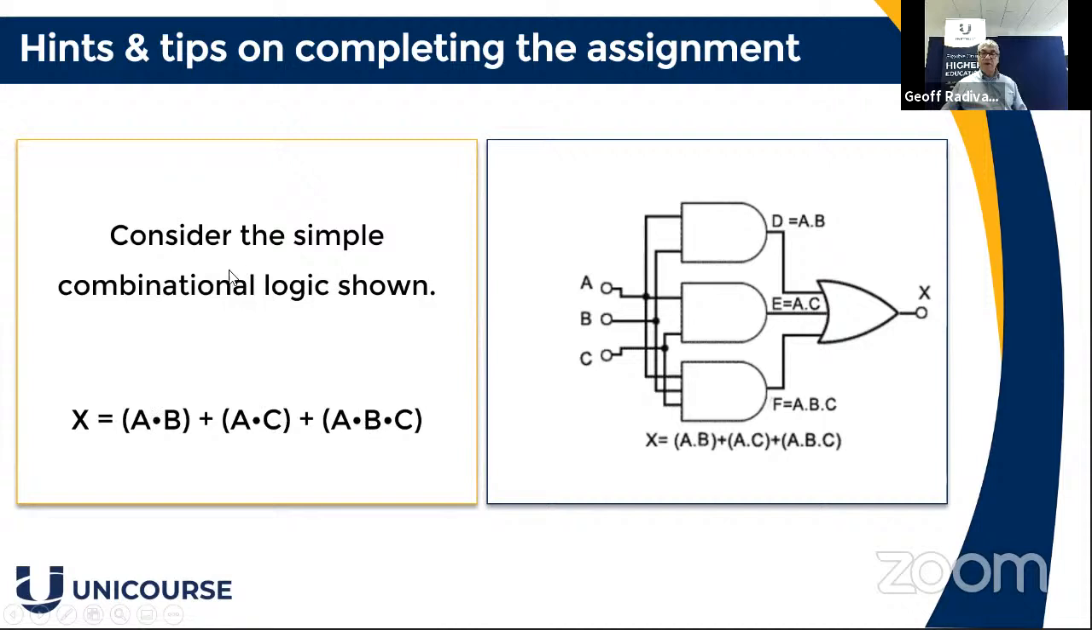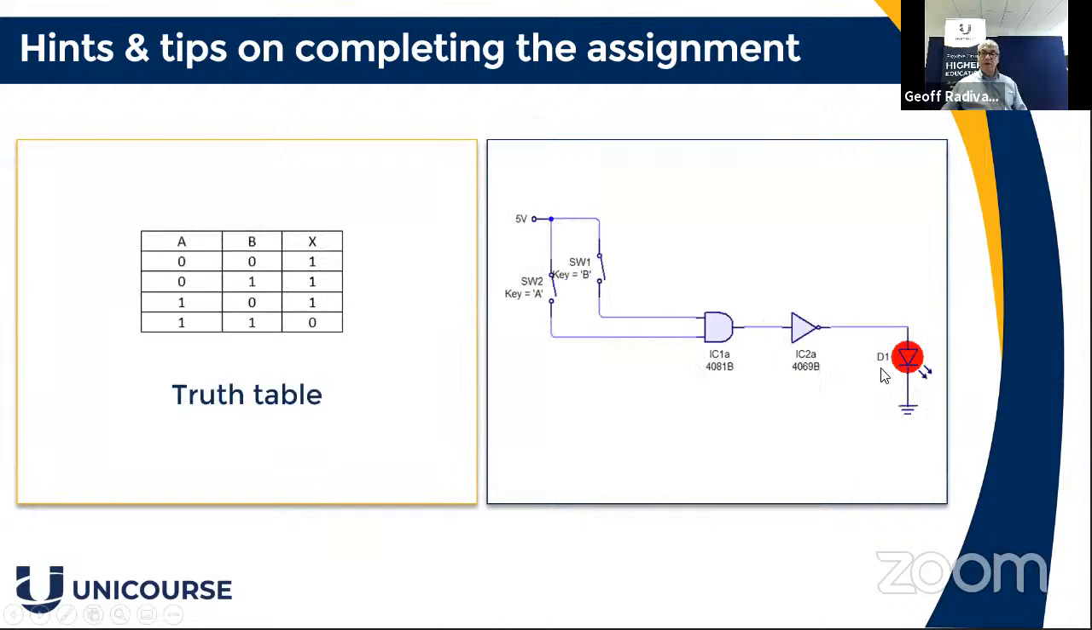Here is a very simple truth table, and on our right-hand side, we're just using switches here to look at the gates. We're just using this LED here. So when the LED is turned on, it means it's a 1. When the LED is off, it's a 0.